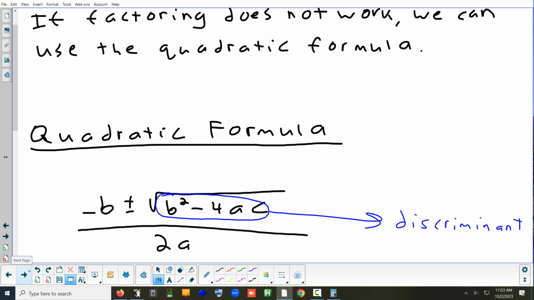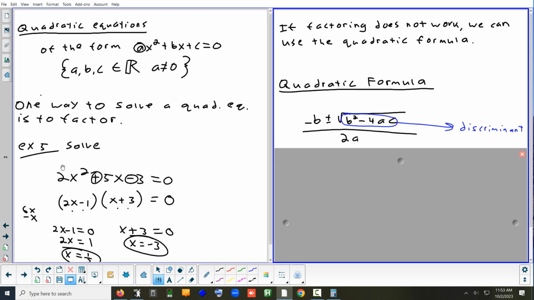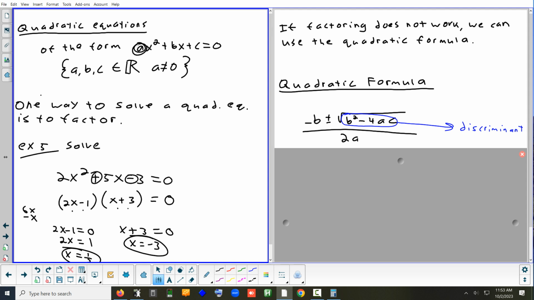But it's negative b plus or minus the square root of b squared minus 4ac, all over 2a. Now you also have to remember where the a, the b, and the c come from. The a has to be the number in front of x squared. The b is the number in front of x. And the c is the number that's at the end. And you have to make sure it's equal to 0.